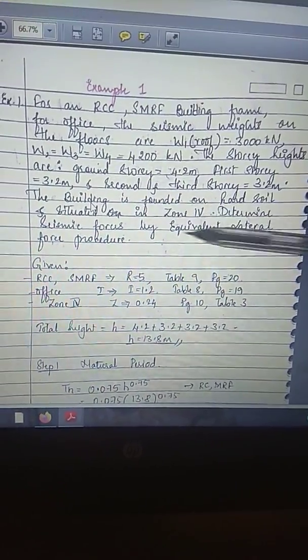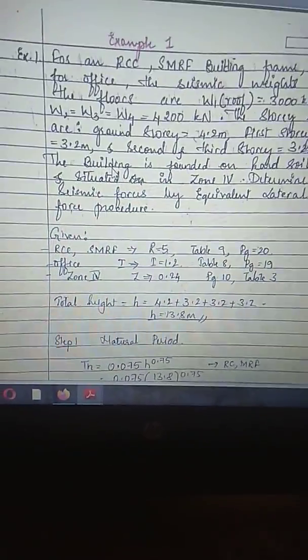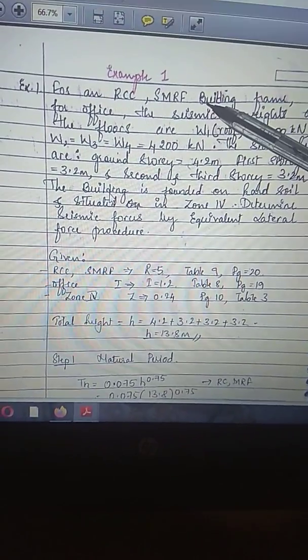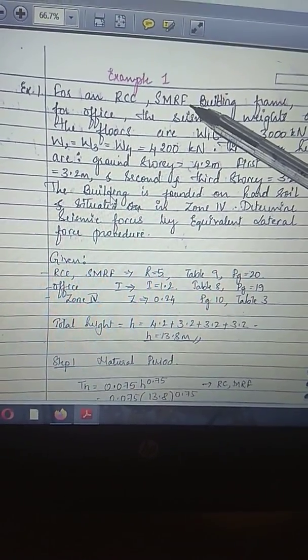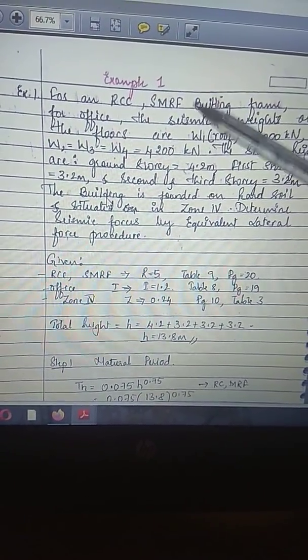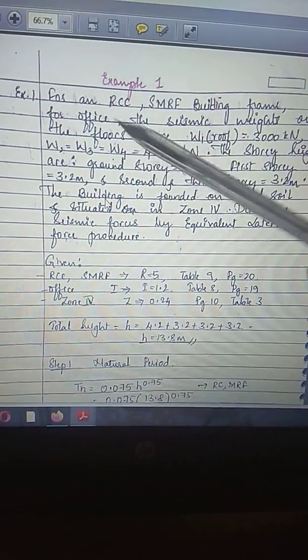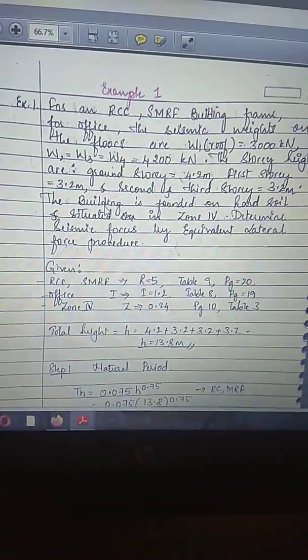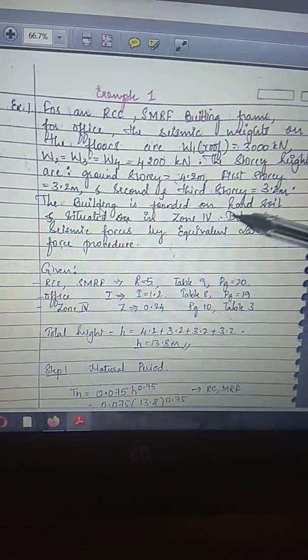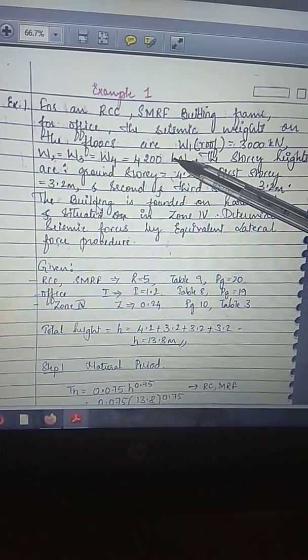So most of the things that are required for us to solve are mentioned in the question. For example, the type of the building, that is SMRF, tells me I have to pick the response reduction factor. It is an RCC frame, and he tells it's an office building, so the importance factor for the office building I have to find. The weights are directly given in this particular example.